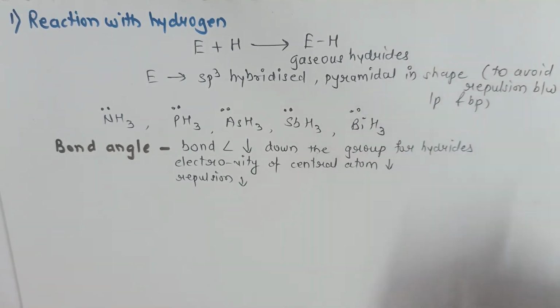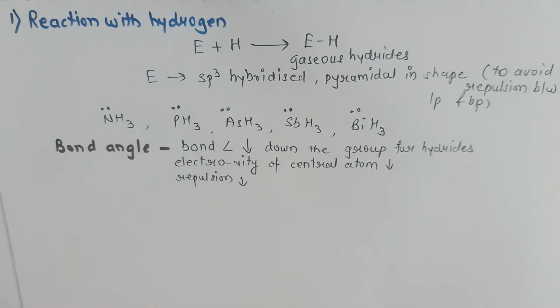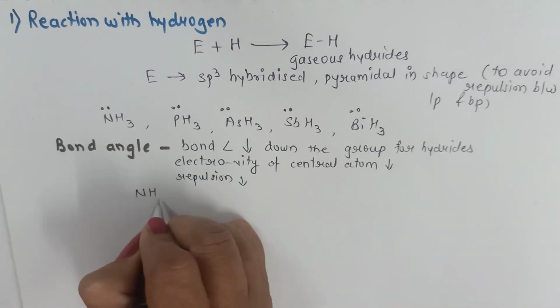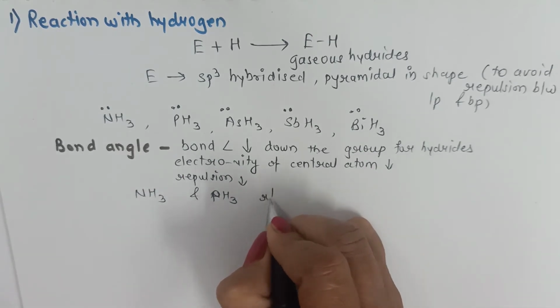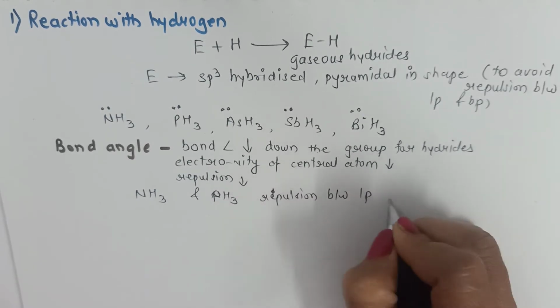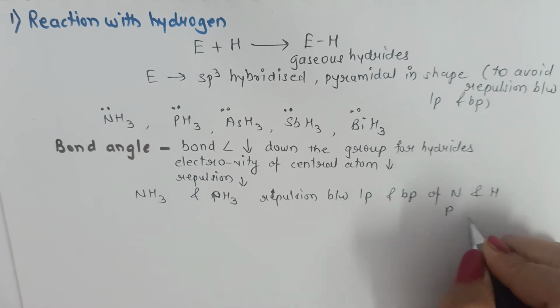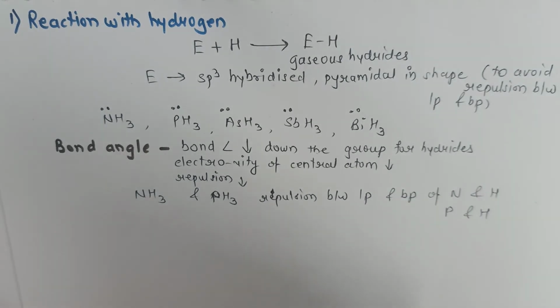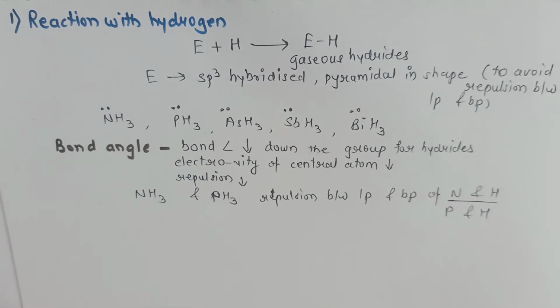What is the reason behind that? As we move down the group, we know electronegativity of the central atom decreases. As a result, repulsion between lone pair and bond pair decreases. Therefore, the bond angle also decreases. Like we can see in ammonia and phosphine, there is a repulsion between the lone pair and bond pair of nitrogen and hydrogen and phosphorus and hydrogen. Nitrogen being smaller in size, the repulsion becomes much more and therefore the bond angle increases.